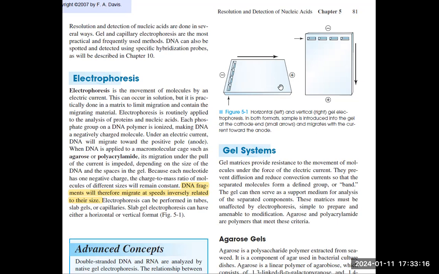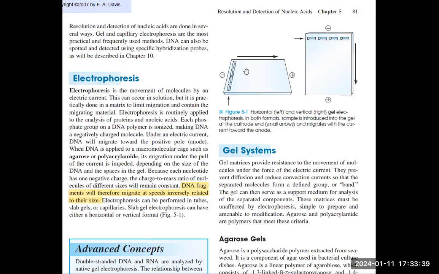So always remember, what's the general rule for electrophoresis? Sample application is always at the cathodal end, and the migrating materials, whether it's DNA or RNA, will always migrate towards the anode. So migration towards the anode, sample application at the cathodal end. Cathode, sample application, migration, anode.